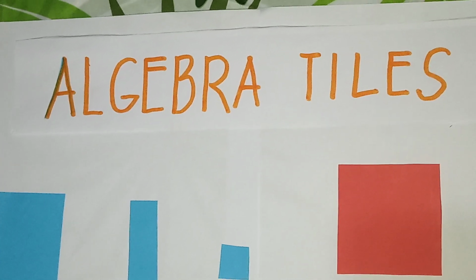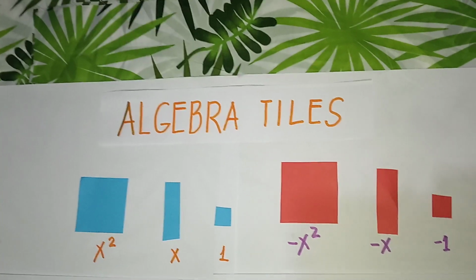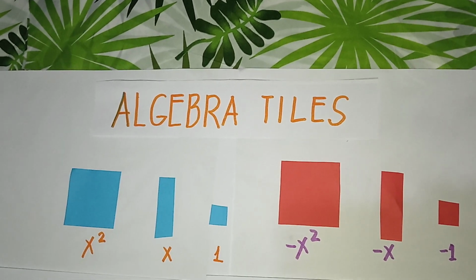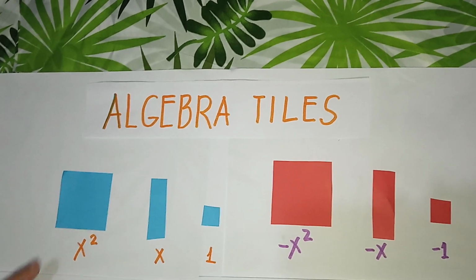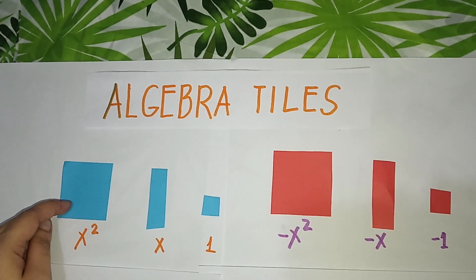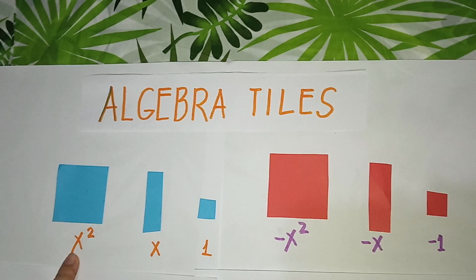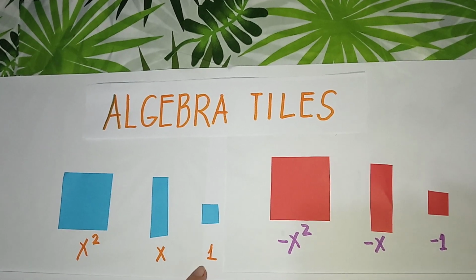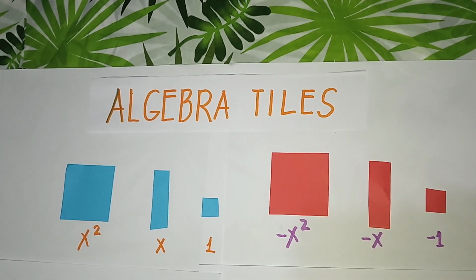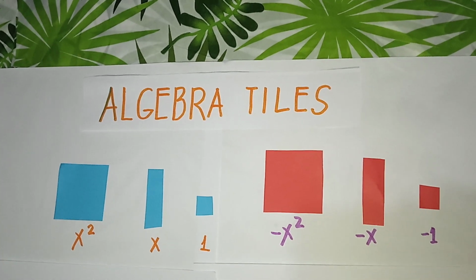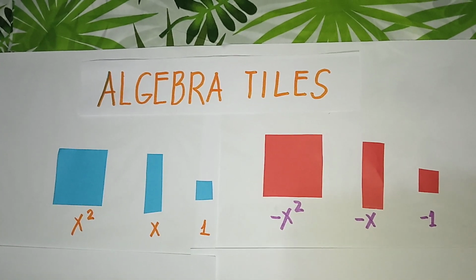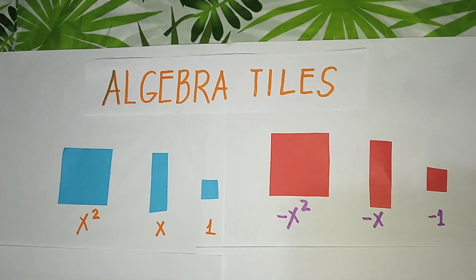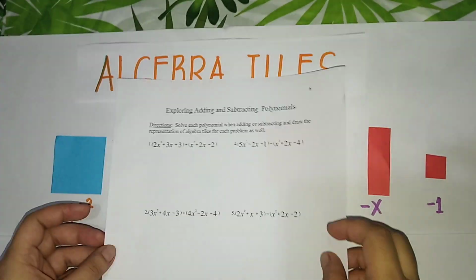Okay, but before we proceed to the examples given, I want you to be familiarized with the tiles themselves. If we say positive, I represent it as colored blue. 2 by 2, colored blue, represents your positive x squared. 2 by 1 represents your x. 1 by 1 represents your 1, or the constant. Then on the other side, these are your negative tiles. They represent negative x squared, negative x, and negative 1.